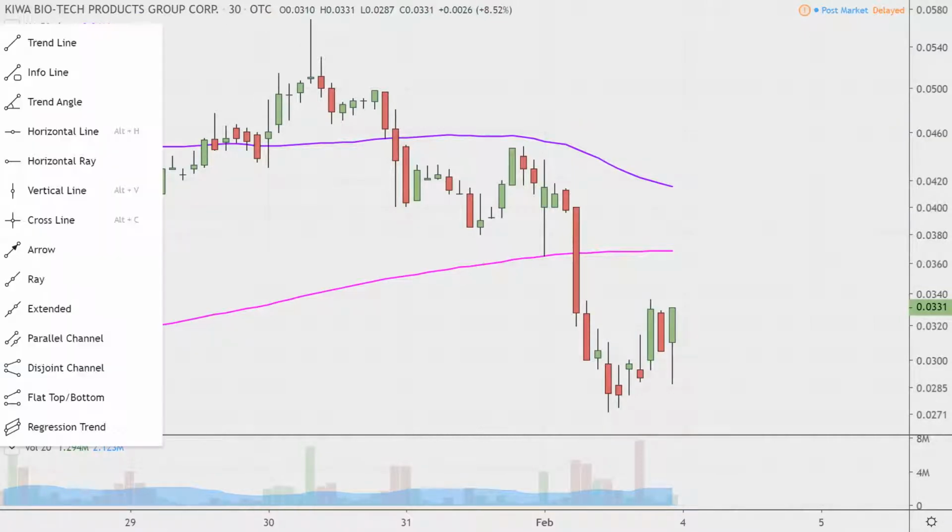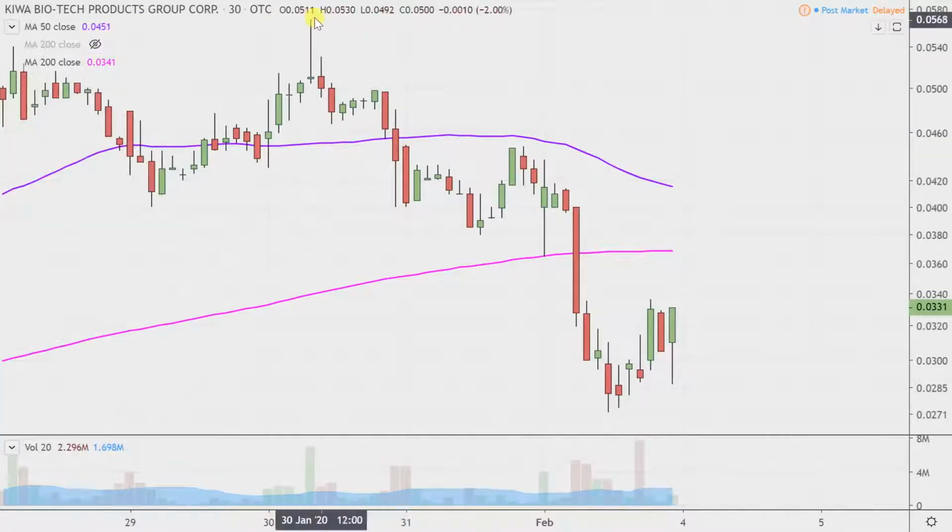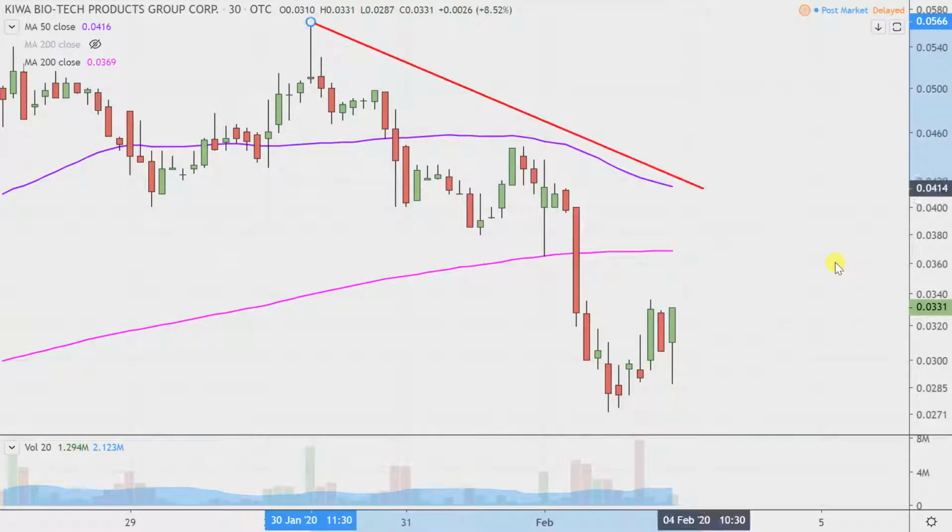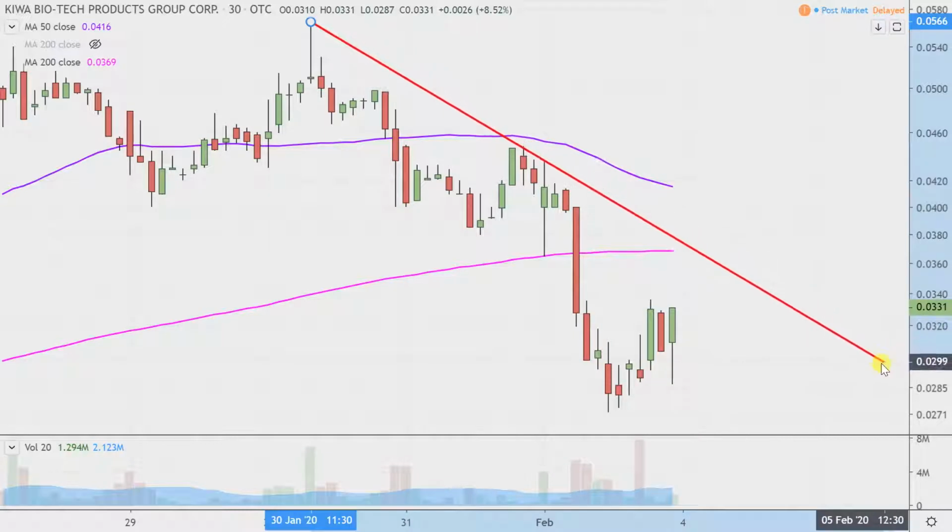The first dynamic that really stands out to me from the resistance side of things is there's this overarching trend line right here that is currently in play. And that'll really be public enemy number one going forward.